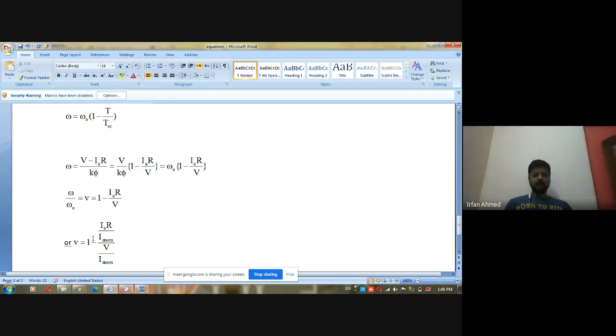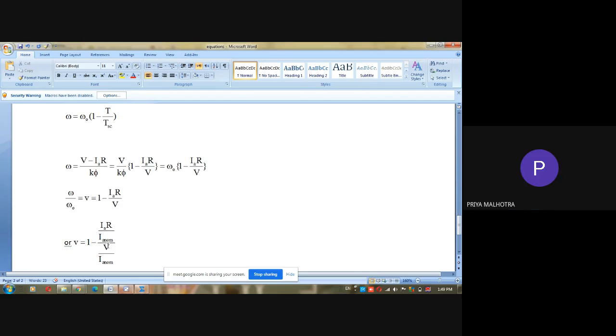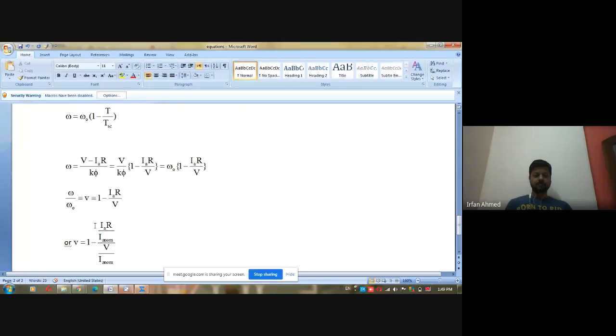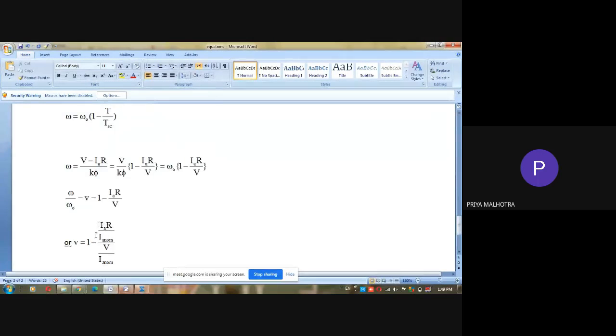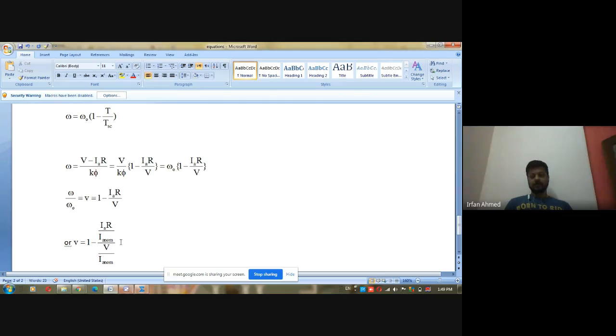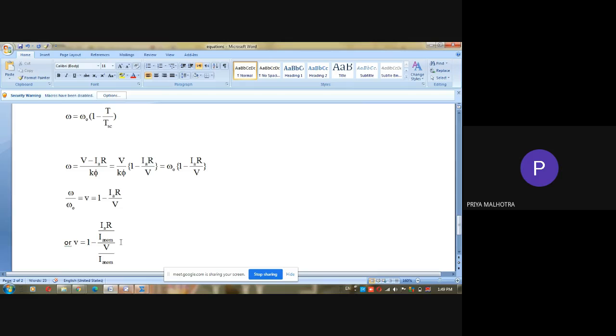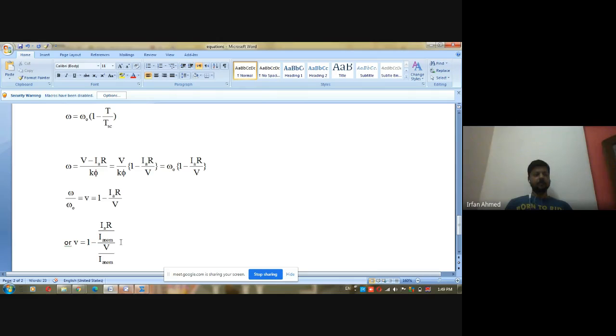What is IA upon IA nominal? That means how much per unit current. It is the per unit current. IA upon IA nominal is the per unit armature current, that can be written as small i.